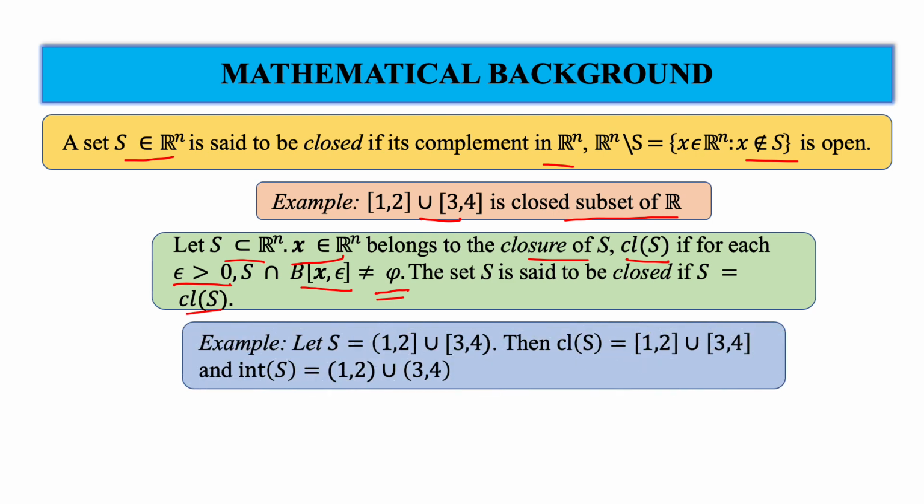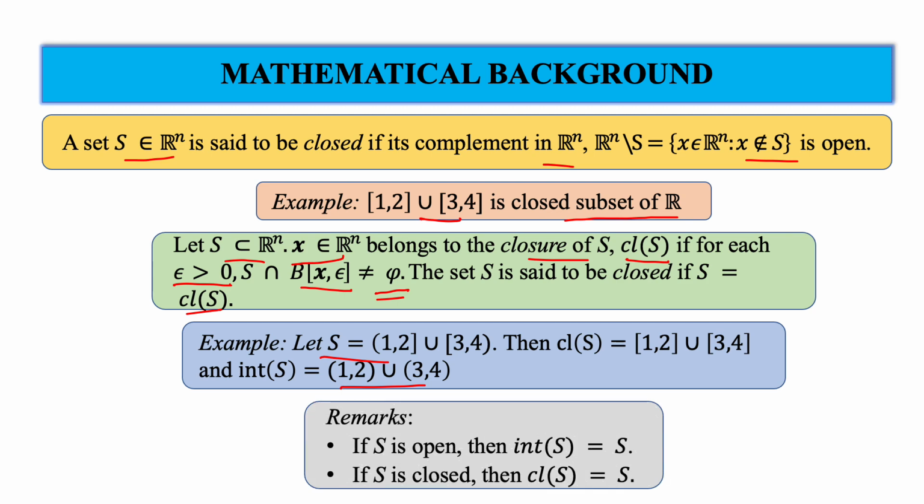If you take this example, then the closure of the set is the union of two closed intervals, and the interior of S is the union of two open intervals. Now a set is open if its interior is equal to S, and it is closed if the closure of S is S. Remember that we are working with subsets of the real numbers, so most of these results are easy to find.